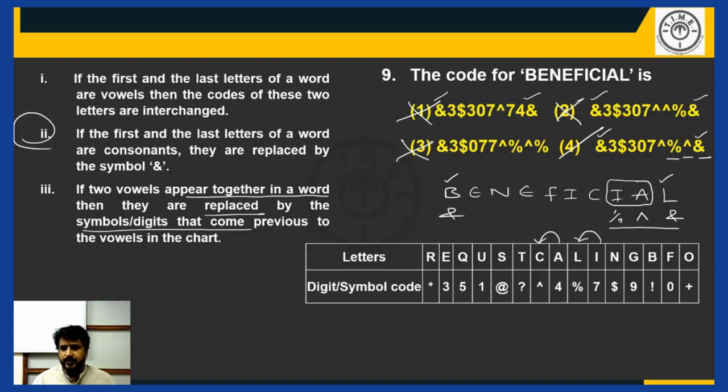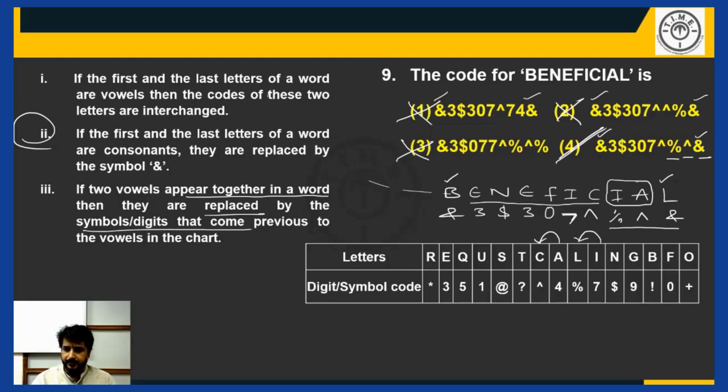You don't need to find the remaining. If you want, we'll find it. What are the remaining letters? The remaining letters are not applicable with any other rules, so we will be taking them as they are. What is the code for E? 3. What is the code for N? $. What is the code for E? 3. What is the code for F? F is 0. I is 7. C is cap. This is perfectly matching with choice 4.